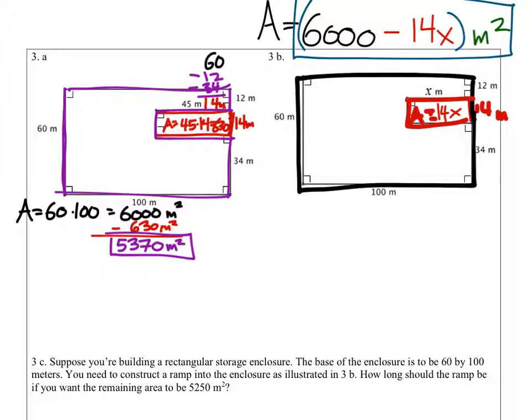Suppose you're building a rectangular storage enclosure. The base of the enclosure is to be 60 by 100 meters.